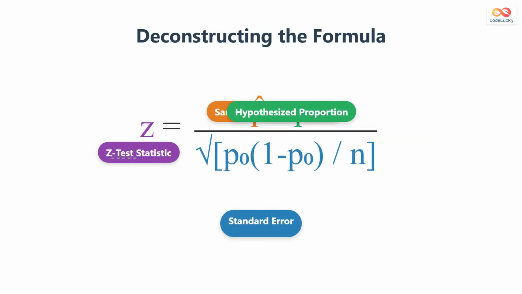Here is the z-test statistic formula we will be using. It might look a bit complex, but it is just a fraction. The numerator compares our sample to the hypothesis, and the denominator normalizes that difference using the standard error. Let us break down each part to see what it really does.